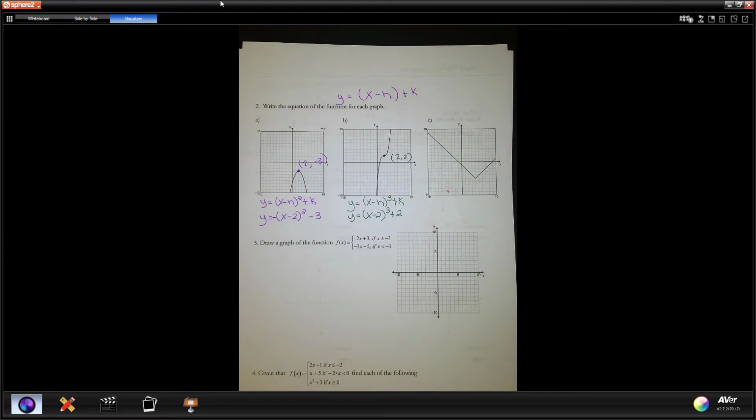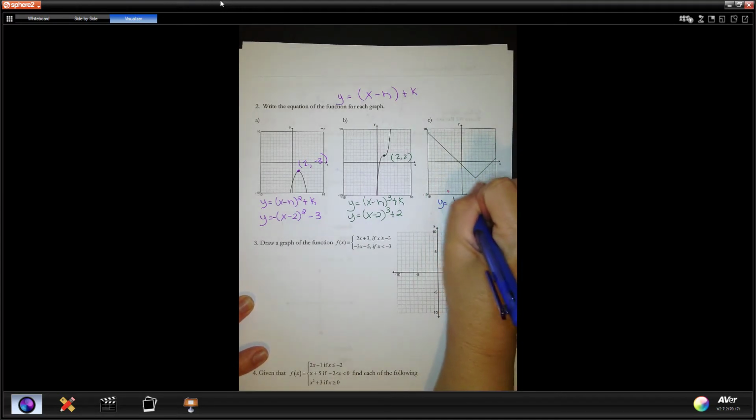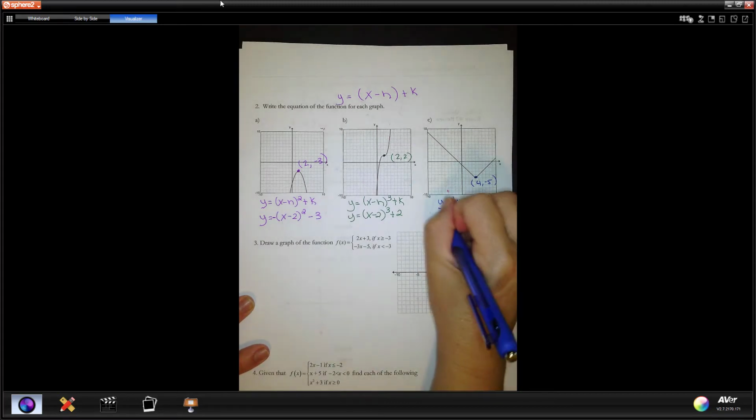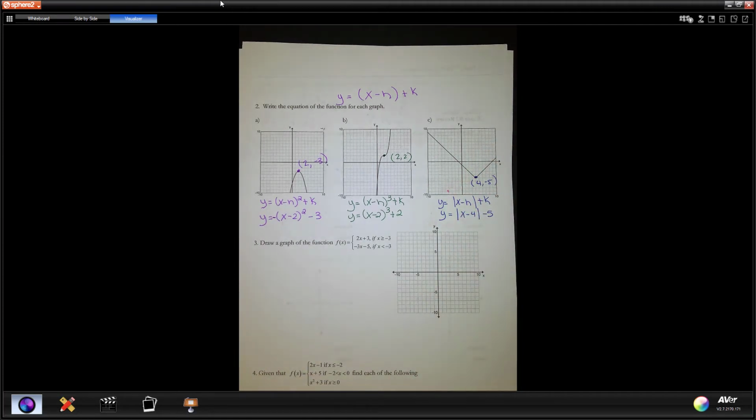And then very last but not least, that's an absolute value. So we have y equals absolute value of x minus h plus k. And we're wanting to know, hey, what is that point? And that is 4, -5. So we end up with y equals the absolute value of x minus 4 minus 5. So not too bad.